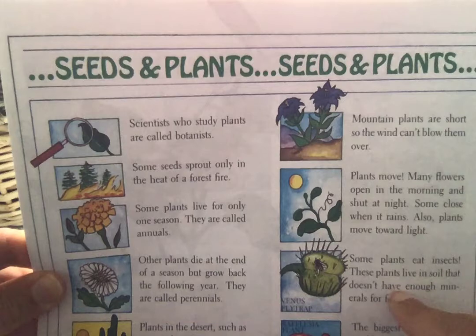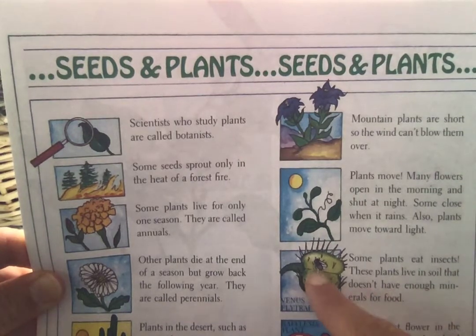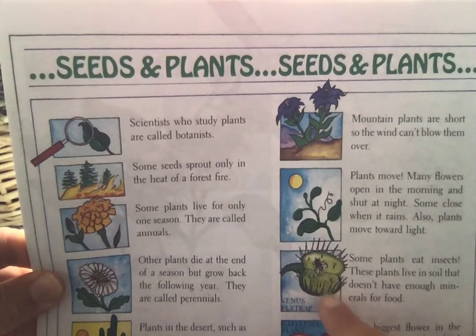That's pretty crazy. Some plants eat insects. These plants live in soil that doesn't have enough minerals, so they have to eat insects. Maybe you've seen this. This is called a Venus flytrap.